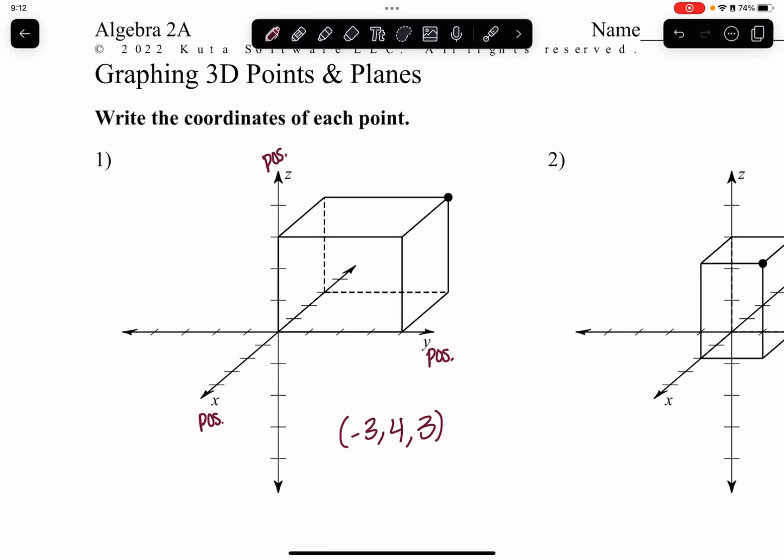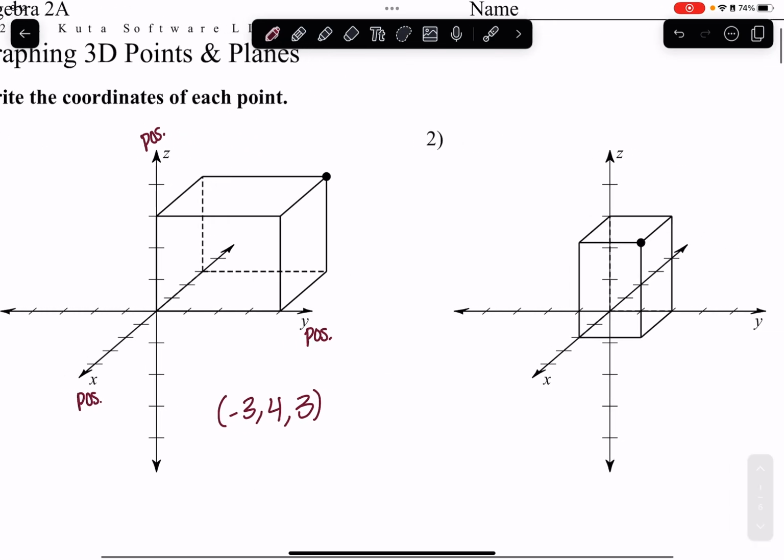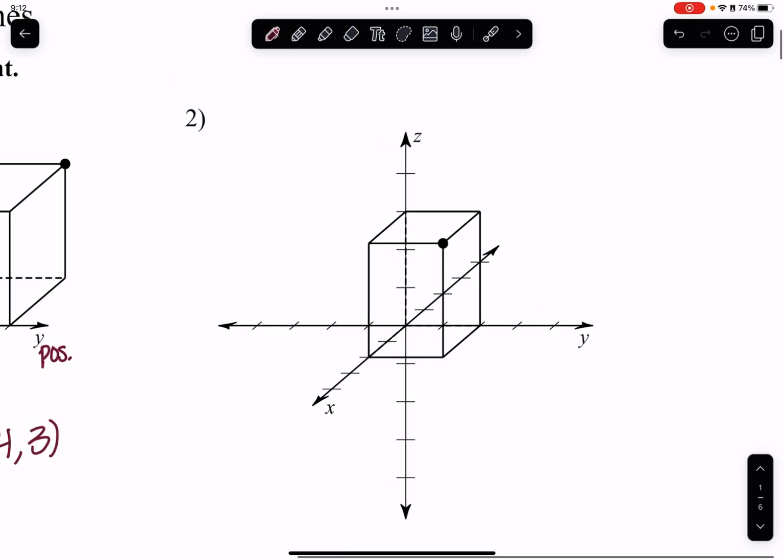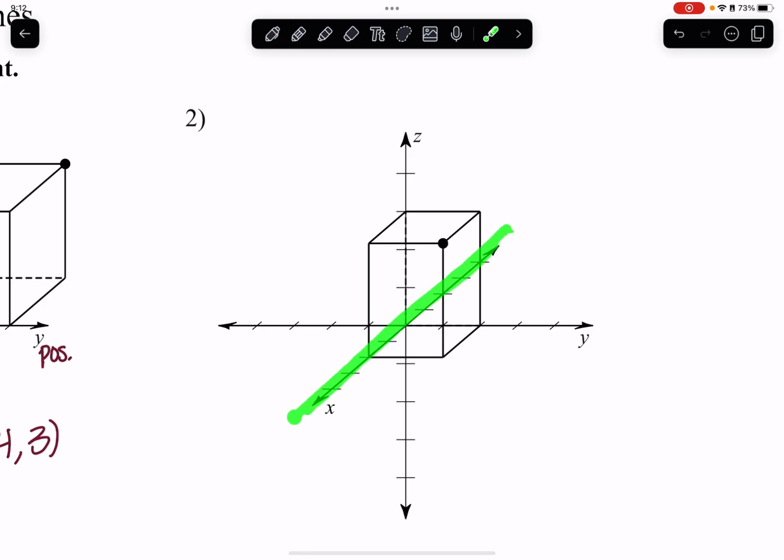When you want to write the coordinates of each point, you're going to give me the ordered triple. Okay, so let's try that again. With this one, it may be a little bit harder to see, but again, we're looking at the box, and we start with the x-axis. So my x-axis here is this one. Again, coming towards me would be positive. So we can see that this box, I'm going 1, 2 spaces towards me. That's where that box is. That's where that point is at.